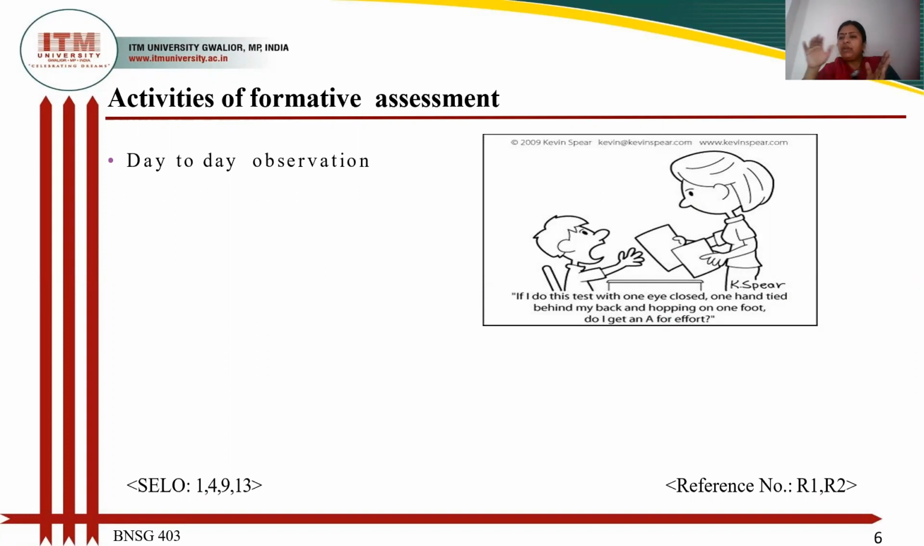So these are the day-to-day observations. Are you coming in time or not? How is your behavior in the class with the teacher? How is your behavior with the other students also? So every student is being closely observed by a teacher. That is, with my bare eyes, I am opening my eyes and looking after you. That type of observation we call day-to-day observation.